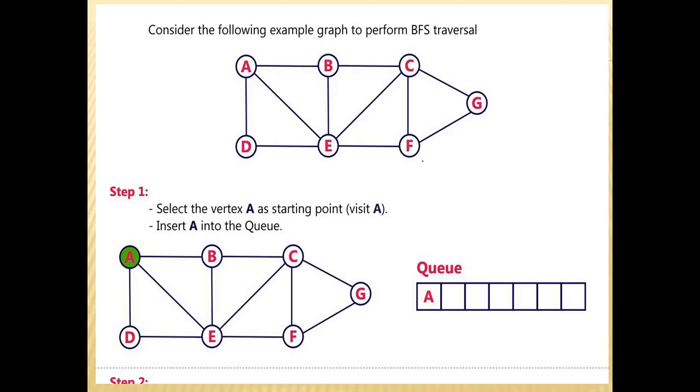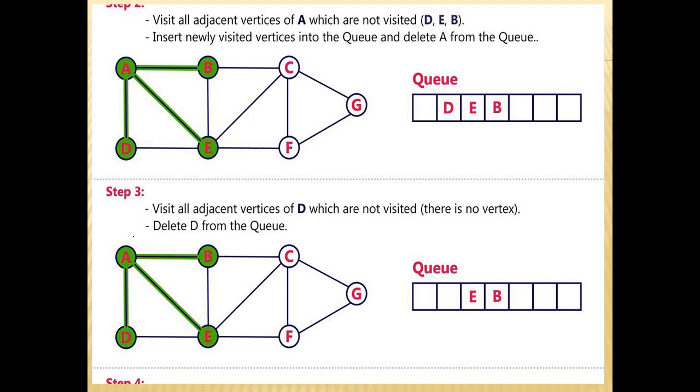Here is an example, the same example. We selected vertex A as the starting vertex. What are the adjacent vertices to vertex A? B, E, D. We'll visit all of them at one time: B, D, E, and we keep them in the queue. A is completed, that's why we removed it. Next, visit all the adjacent vertices of D which are not visited. D's adjacent vertices are A, B, E. We don't have any unvisited, so we'll remove that one.